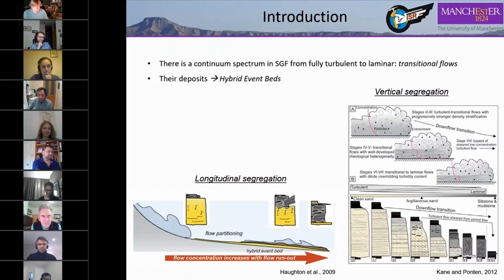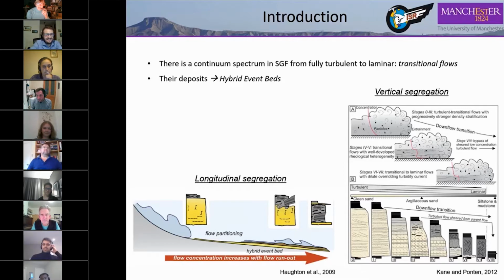In nature, there is a continuum spectrum in sediment gravity flows, and their respective deposits cannot be explained solely by deposition from a flow which is fully turbulent or laminar. These flows are named transitional flows, and their deposits are hybrid beds. The rate of flow deceleration and the cohesiveness of the flows are primary controls on the final deposits.